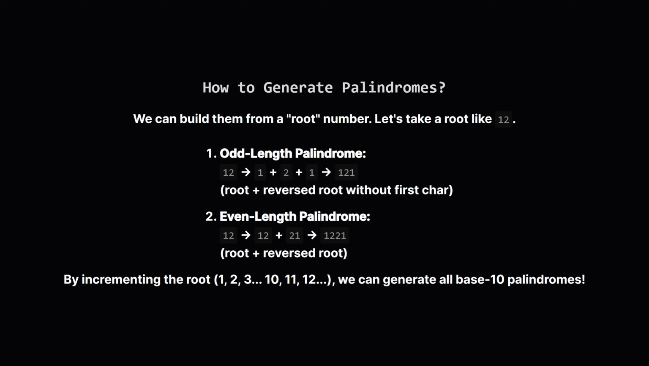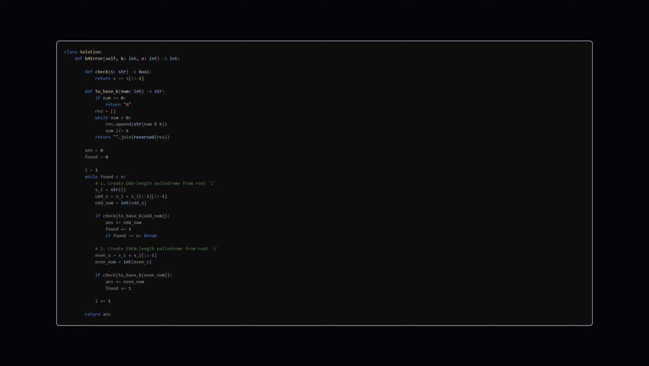If we do this for every increasing root number, 1, 2, 3, and so on, we can generate every single base 10 palindrome systematically. Alright, here is the complete Python code that puts this all together. I know, it might look like a bit much at first glance, but it's really just the logic we've been discussing. We're going to step through the key parts right now, so don't worry about understanding it all at once.